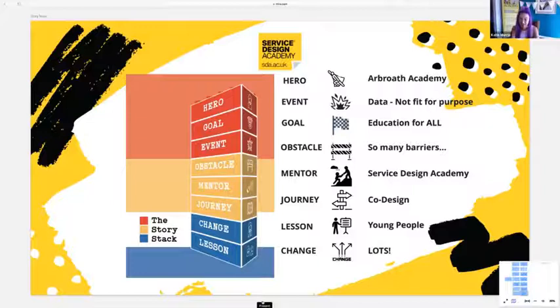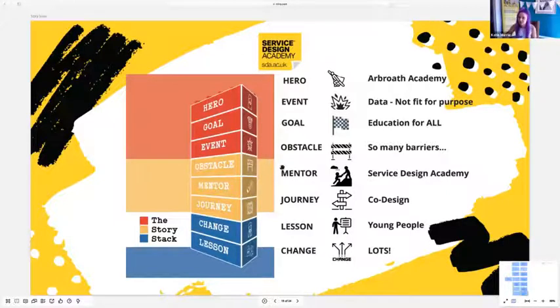So throughout my slides, you will have seen little icons going through the slides. The hero at the start was Arbroath Academy. The event that happened was that the data came to light that the curriculum wasn't fit for purpose and there was a need for change, that there was a goal, that education was for all and not just for a specific few, that there were obstacles in the way, and that we've reflected on the many barriers that have come across that we're trying to overcome.